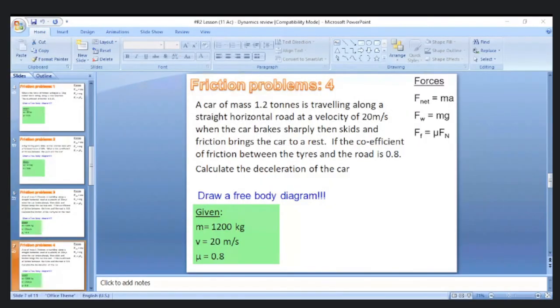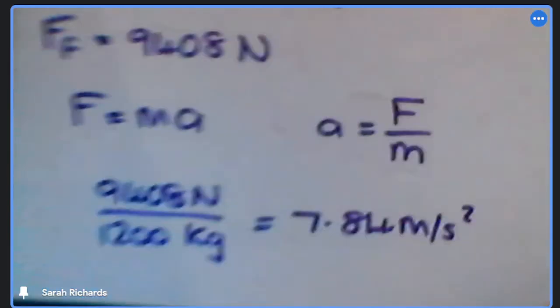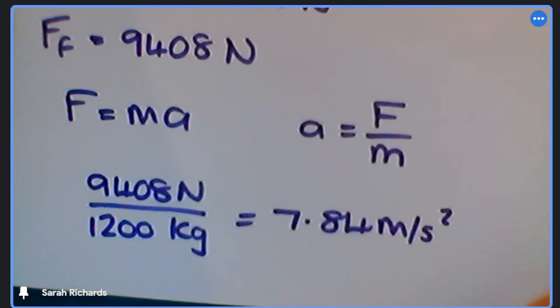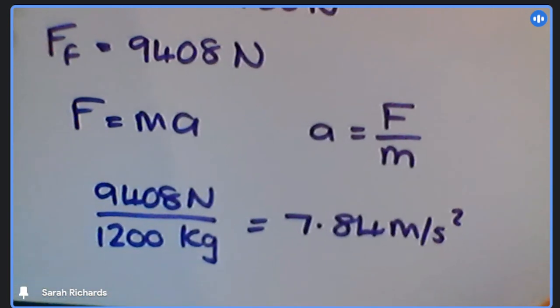Right, so we already know what the force is, the net force, because we've worked that out. And we know what the mass is. So 9408 newtons divided by the mass gives us the deceleration of the car, as it slows down and skids to a stop.